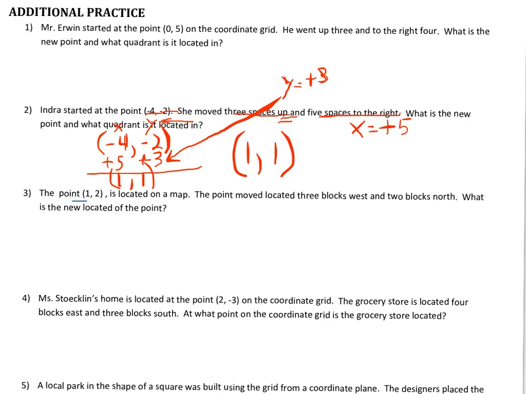The point 1, 2 is located on the map. The point moved 3 blocks west and 2 blocks north. What is the new location of the point? This should say location. Let's change that. Typo in the notes. Okay, so my answer needs to be an ordered pair, because location, we're talking ordered pair. Now, we definitely need to review north, east, south, and west.